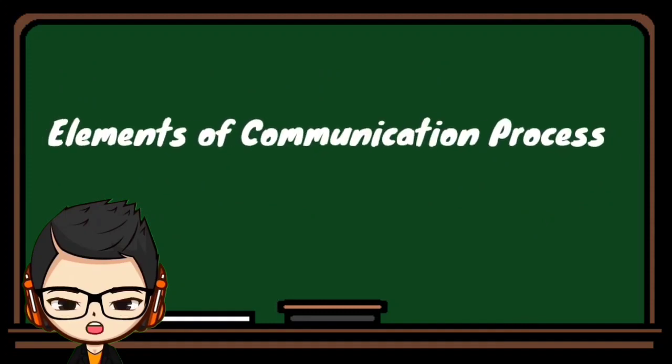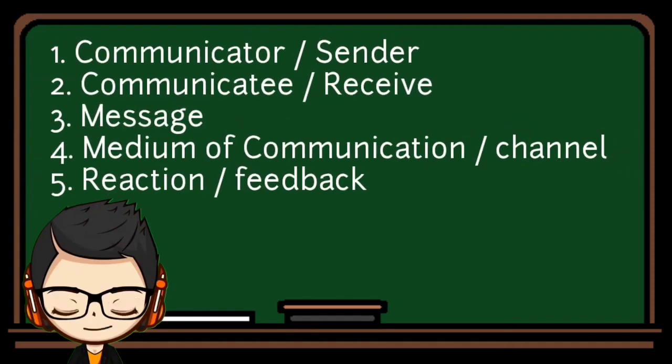Okay, the next is elements of the communication process. The first is communicator or sender. The second, communicate or receiver. The third, message. The fourth, medium of communication or channel. And the last, direction or feedback.